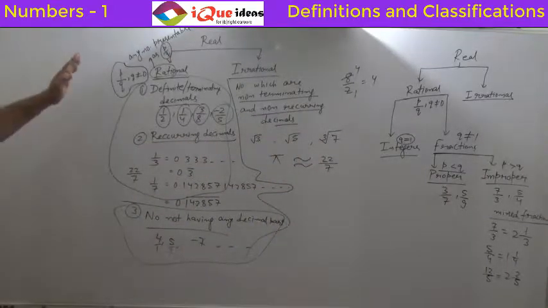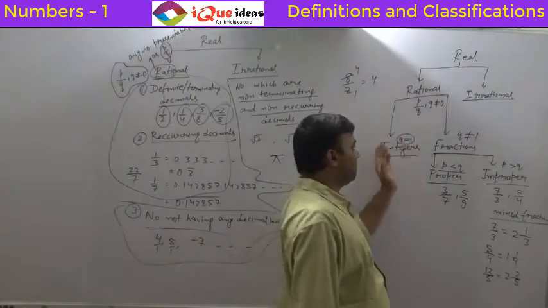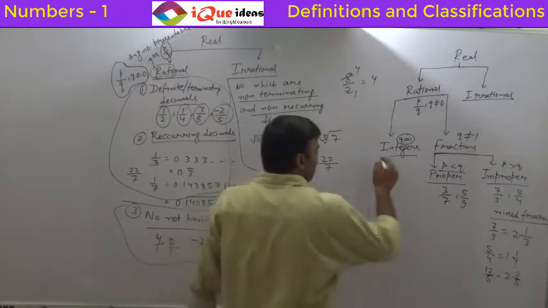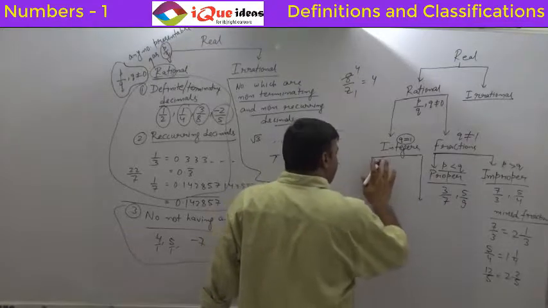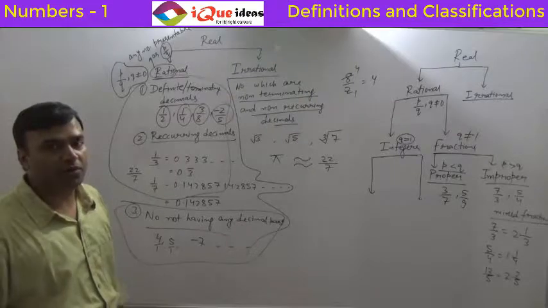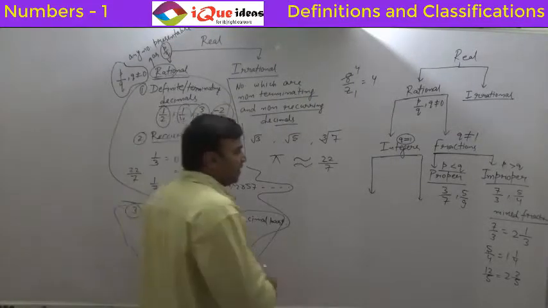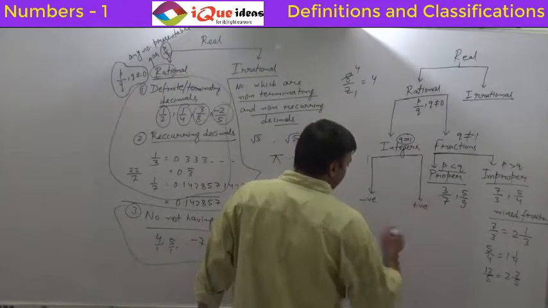Okay. So real numbers, rational, irrational, detailed definitions. In short, rational numbers can be further divided into integers and fractions. Fractions are of two types. Come back to integers now. Integers can be further divided into three types: negative integers, positive integers. What about 0?